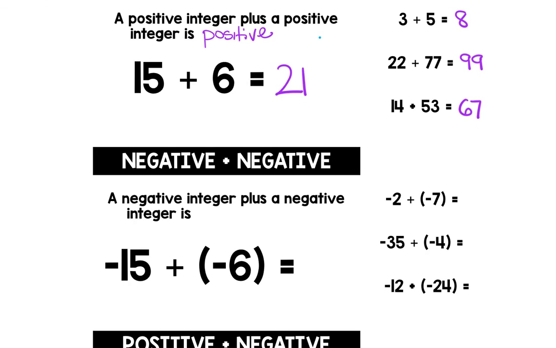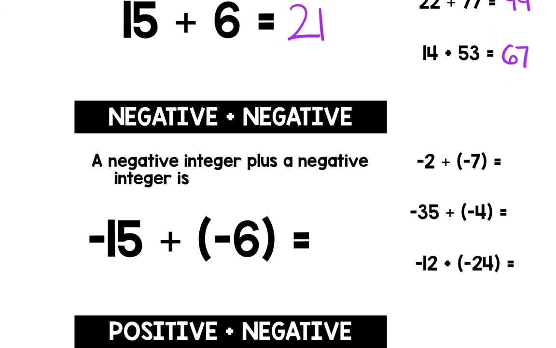When we're talking about a negative plus a negative, well, there's not going to be a battle. They're all going to be friends. So if we have 15 negatives and we're going to add 6 more negatives to that, they're not going to battle. There's just going to be more negatives. So a negative number plus a negative number is going to be a negative number because there's not going to be a battle there.